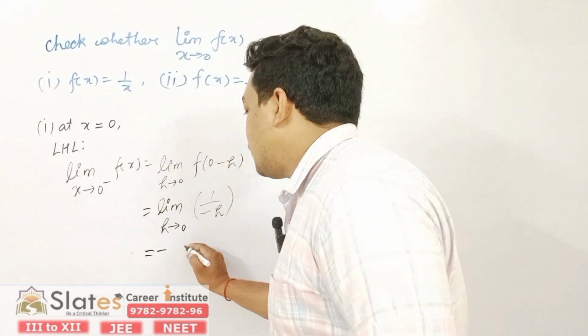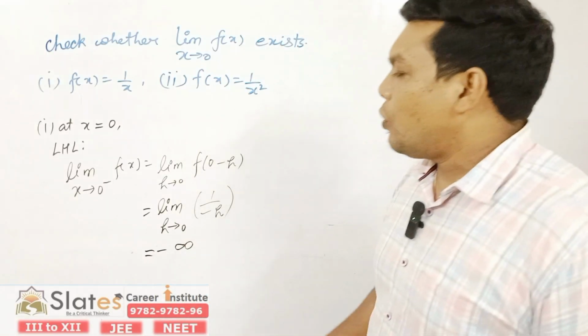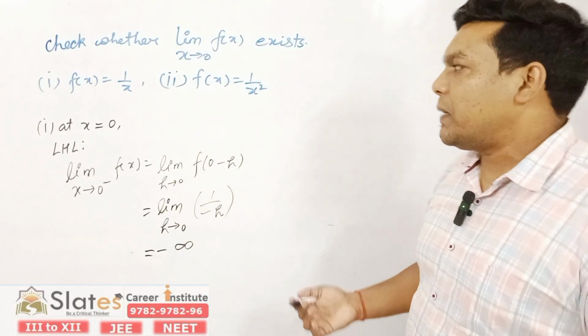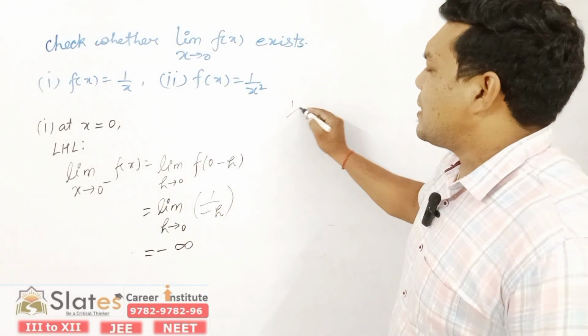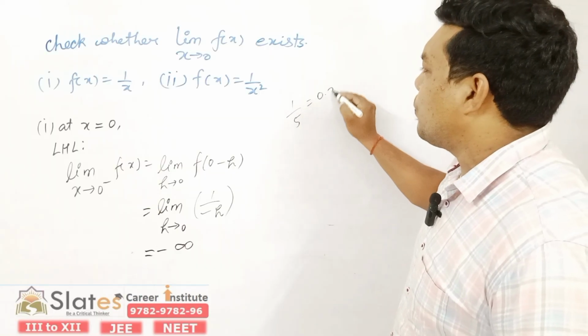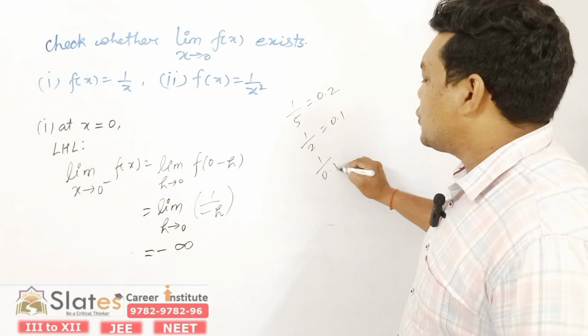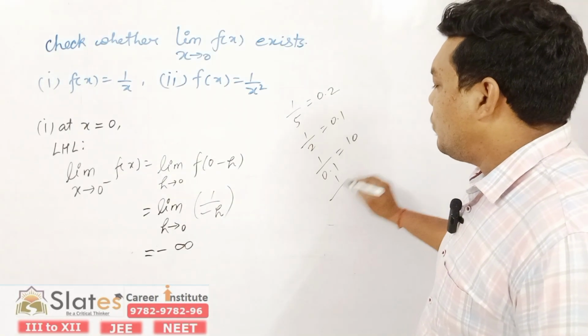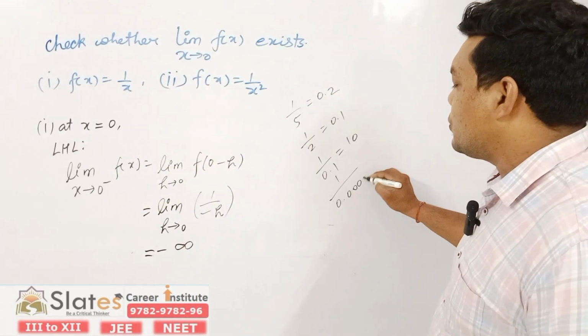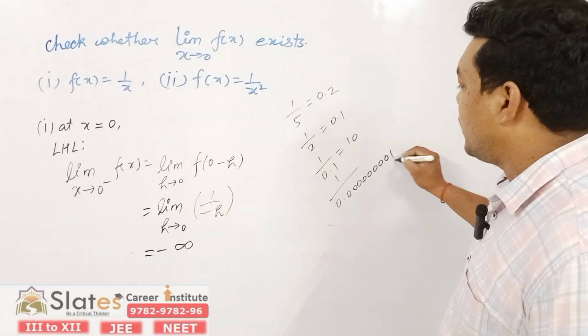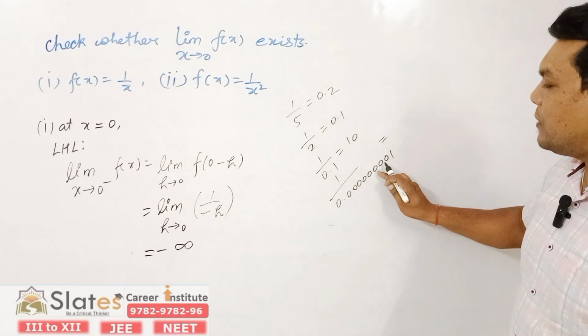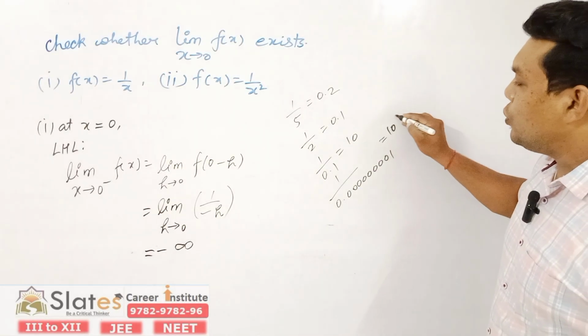Okay, why is it minus infinite? If you are still confused about not defined and minus infinite or plus infinite cases, just take an example. If you find 1 upon 5, it is 0.2. If you find 1 upon 2, it is 0.5. If you find 1 upon 0.1, it is 10. If you find 1 upon 0.000000001, it is 1, 2, 3, 4, 5, 6, 7, 8, 9 zeros, it is 10 to the power 9.